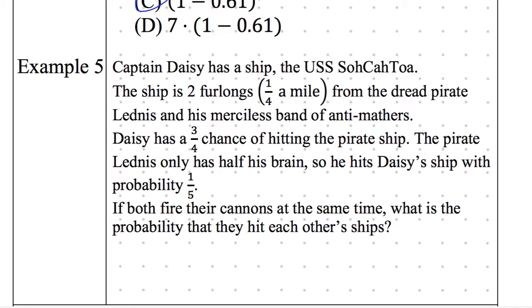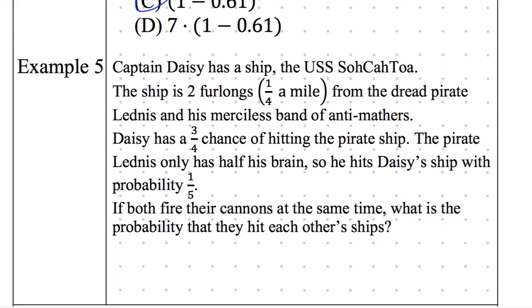All right, the ship is 2 furlongs. Each furlong is 1/8 of a mile, so 2 furlongs is 1/4 of a mile. You're 1/4 of a mile from the dread pirate Leadness, and his merciless band of anti-mathers. Daisy has a 3/4 chance of hitting the pirate ship. The pirate Leadness only has half of his brain, so he hits Daisy's ship with only a probability of 1/5.